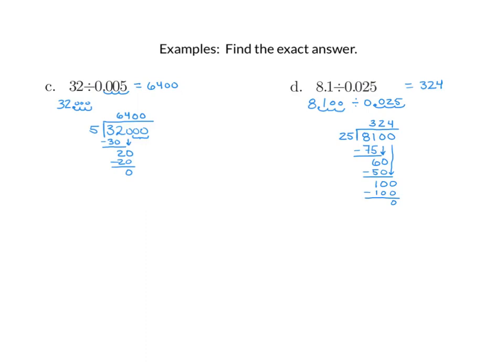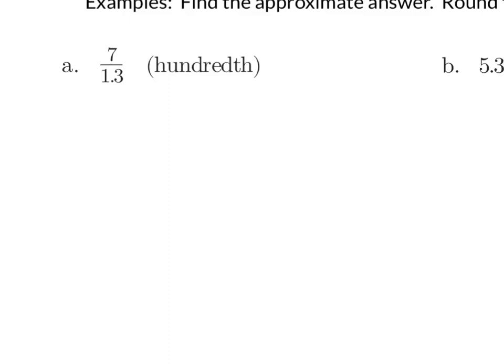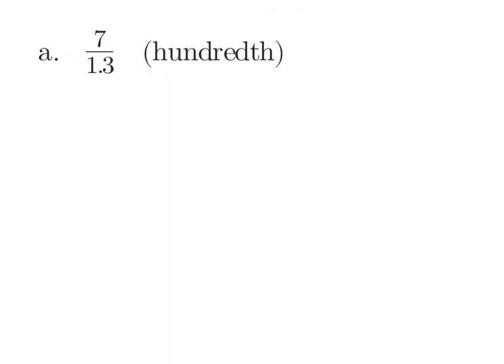All right, so that takes care of those examples where we have to add zeros. Let's look at one last set. The last set of examples we want to look at is ones where we are going to round our answer. So the first one, we have 7 divided by 1.3.